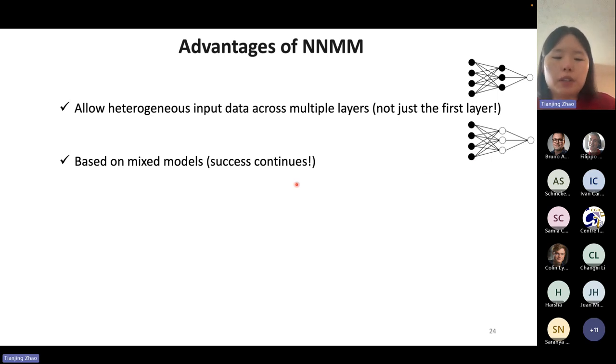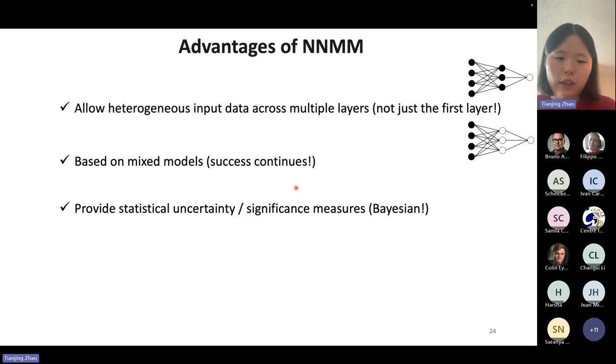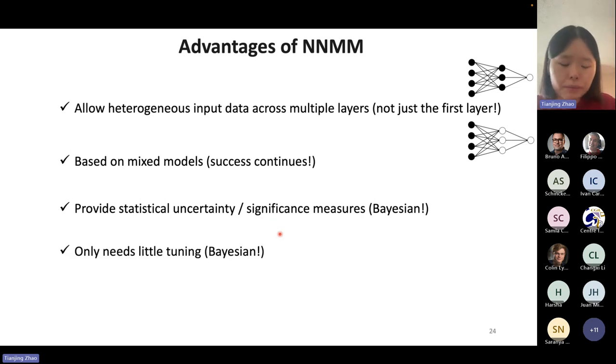And the second advantage is that it is based on mixed models. The mixed model has been successfully used for many years, and we hope the success can continue here. And also, NMM is under a Bayesian framework, so we can provide statistical uncertainty or significance measures for association studies. Unlike other machine learning or deep learning software, which only provide you the point estimate of the unknowns. For example, they can estimate that the weight of this marker on this omics is 0.9, but without the p-value, without the statistical uncertainty, we cannot do association studies.